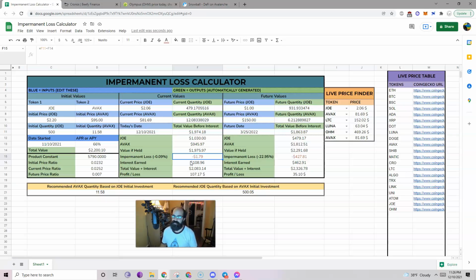But of course there is interest. So the interest you would have earned in 1 month is $108. So you actually ended up at $107.17 profit. So the interest overcame the impermanent loss, and that's important to understand.